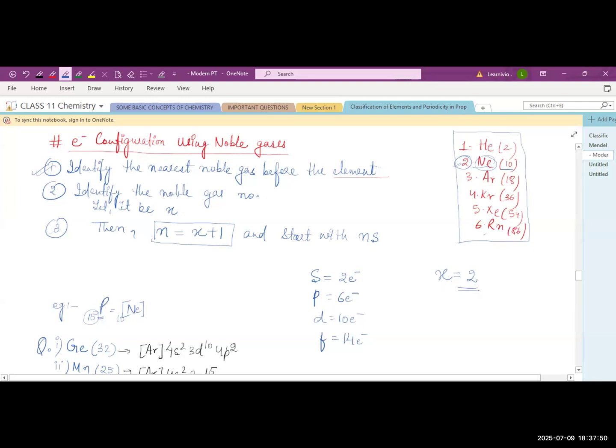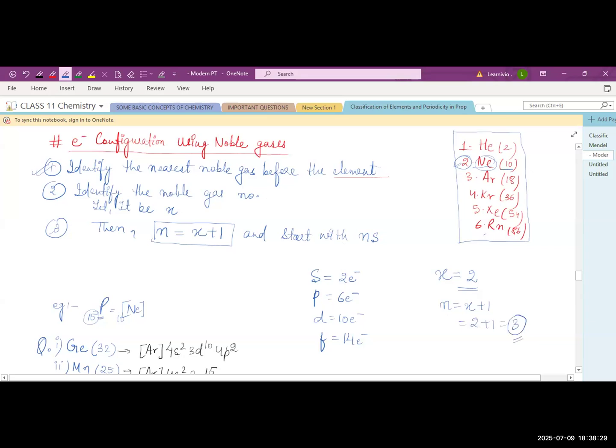After that, the third step will be n equals x plus 1. Now, what is n over here? n is basically the principal quantum number. It means after this neon, in which shell you have to put the electron. आप किस shell में electron को fill करोगे? So after neon, किस shell में put करोगे? For this we are doing this. x is 2, the second noble gas. Now n equals x plus 1, so it's 2 plus 1, which means 3. So 3 आपका principal quantum number आ गया.